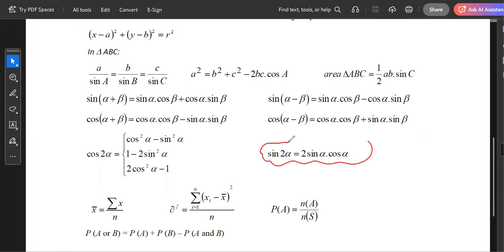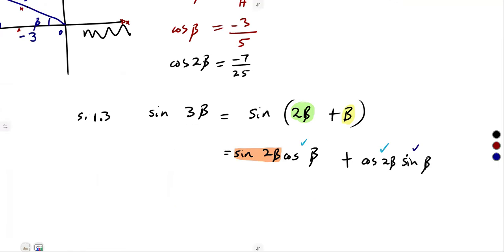Sine 2 alpha is what? 2 sine alpha cos alpha. So if it is beta, this is going to be beta, this is going to be beta. So it's going to be 2 sine beta cos beta, just like that. So we can expand it that way. So meaning to say, in place of sine 2 beta, it is going to be 2 sine beta cos beta. So this is it.